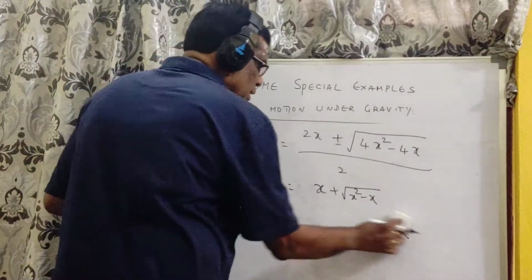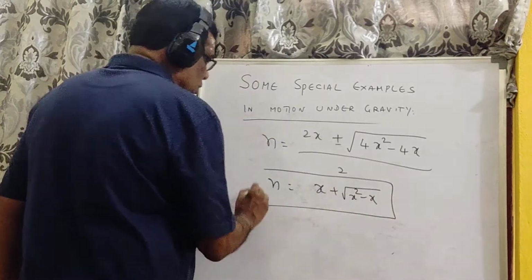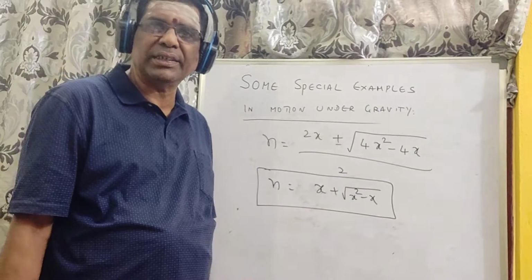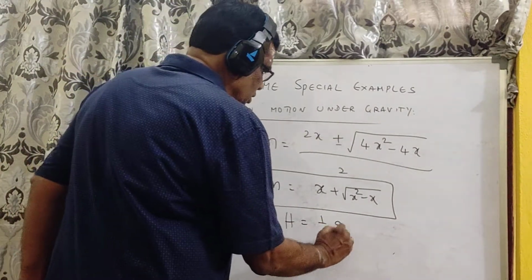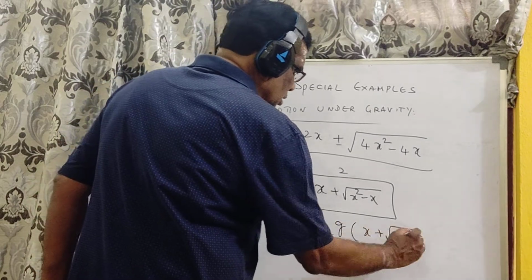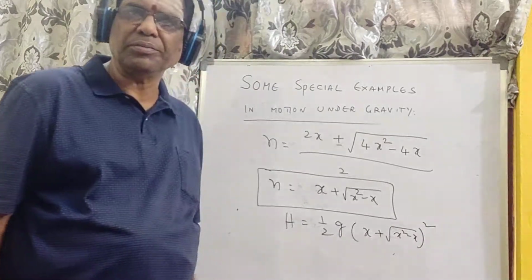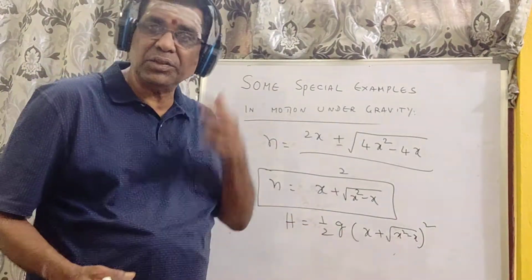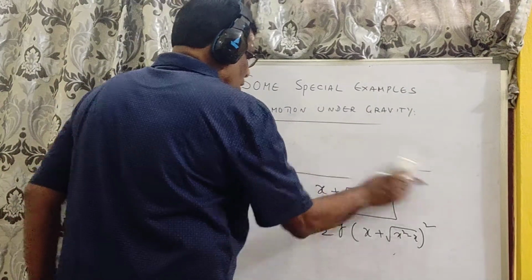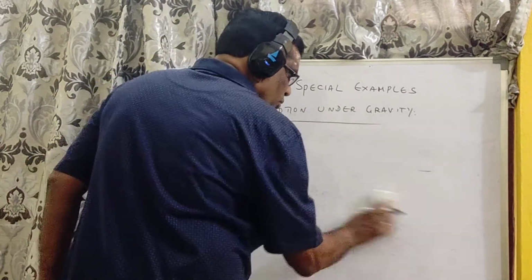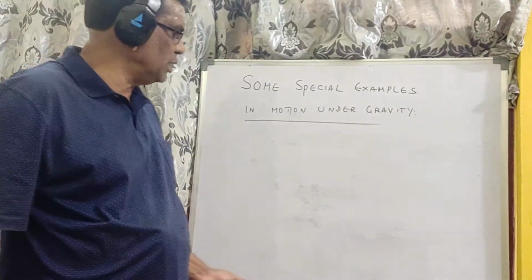So the answer is simply that the time of descent is x plus the root of x square minus x. And once you get this, if you want to get h, it is half g n square. So this is how you have to get that answer also. I hope this is clear to you now, right? So this is how you can make use of the Sn expression in this problem.